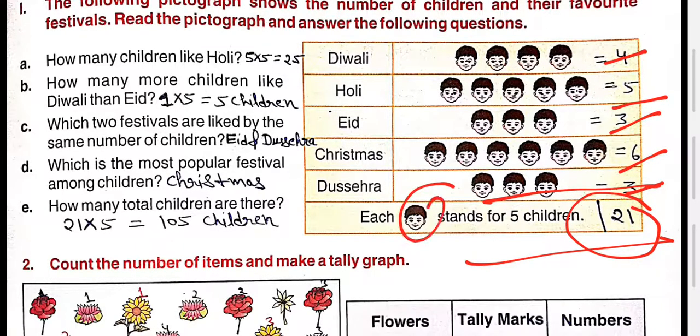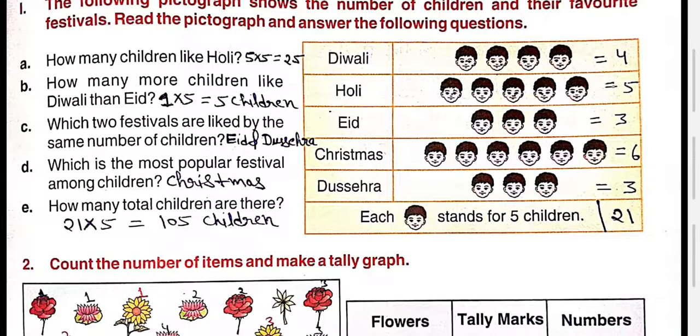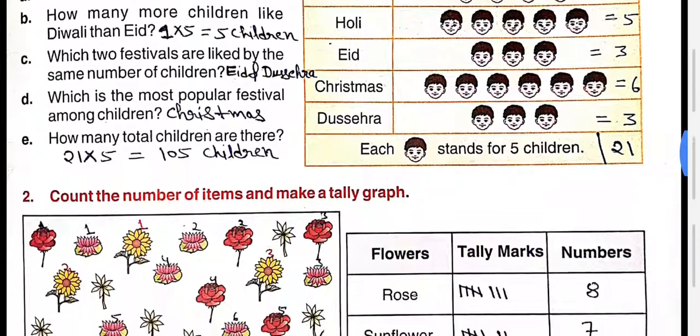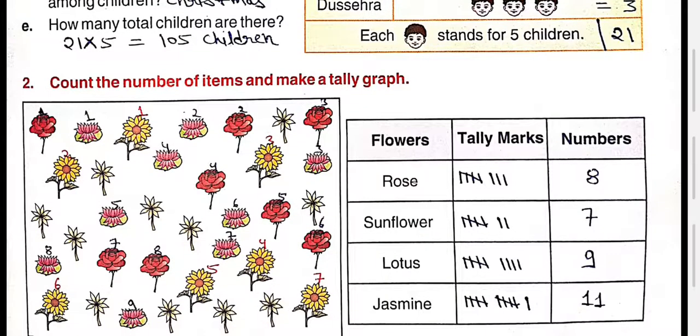And then one symbol equal to 5, then multiply by 5. You get 21 multiplied by 5 is equal to 105. So your answer is 105 children. Total number of children are 105. Now come to the second one: count the number of the items and make the tally graph.